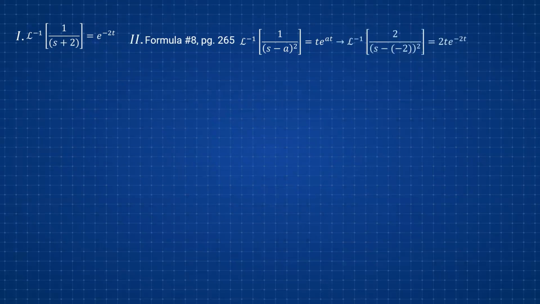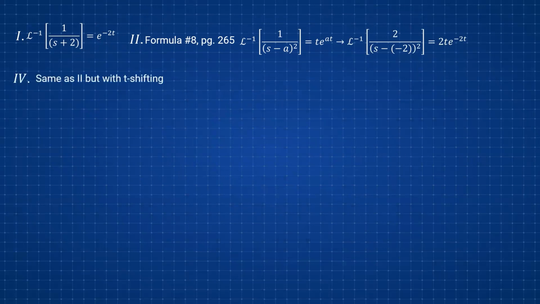So for ours, our a is negative 2, because we have s plus 2, so then that will become s minus negative 2 if it's with the formula. And we have 2 over s minus negative 2, all of that square. And then that becomes 2t e to the negative 2t. And that's solving for number 2.